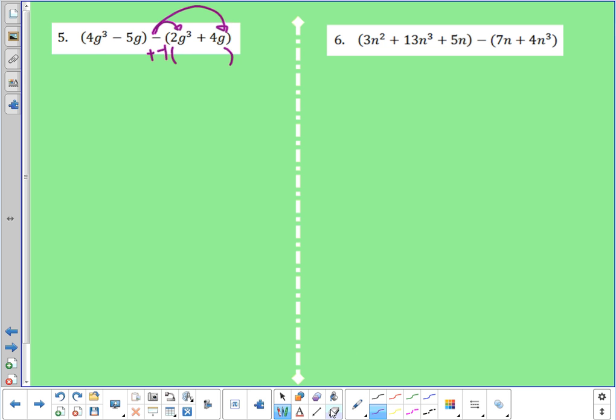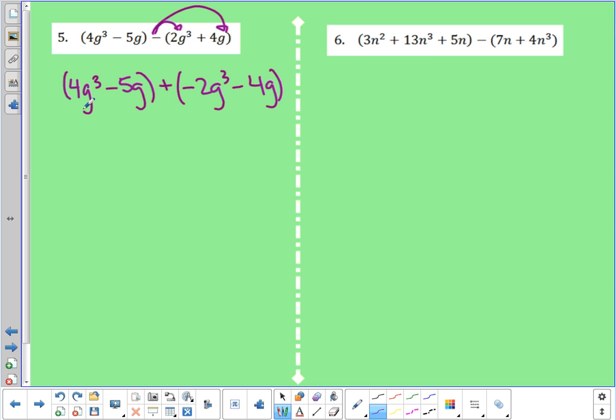Okay. So if I rewrite this now so that I have the negative distributed, the first set doesn't change. In the middle, I now have addition, and the second set of parentheses is its opposite. So negative 2g to the third minus 4g. And then I go back and combine my like terms because now I have nothing left to distribute. I've taken care of the negative. I just have a positive.